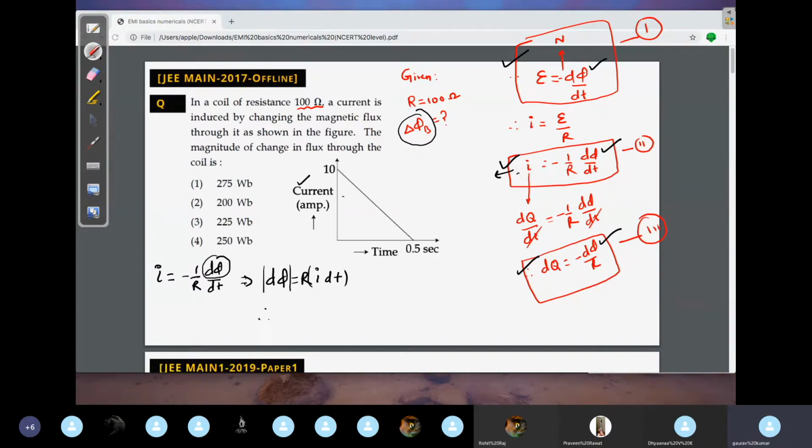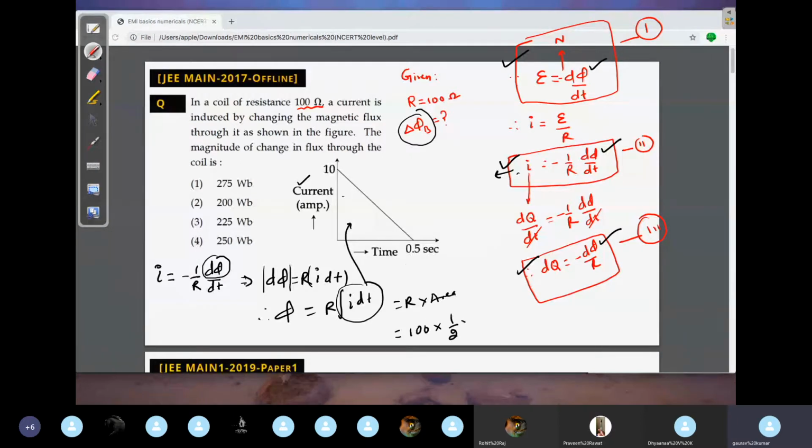This is what you have. So what is the total flux? Phi equals the integration of R into I dt. So this is nothing but the area. This is nothing but the area that you have here. This is basically R into the area of the I-t graph. What is R given in the question? R is given as 100, into a triangle, right?